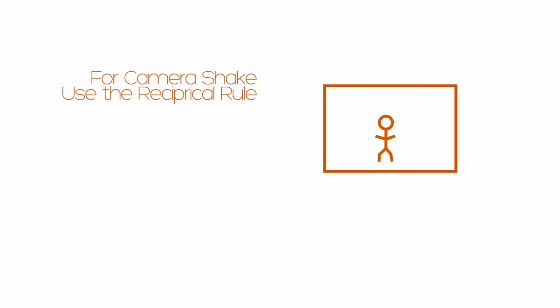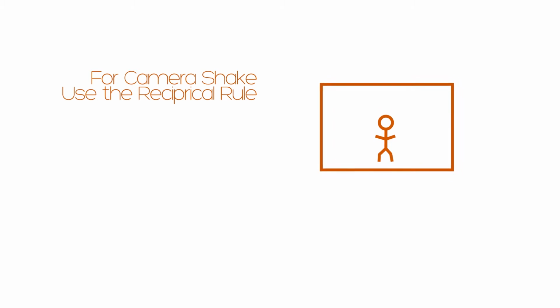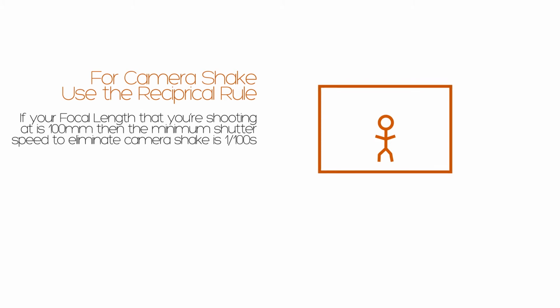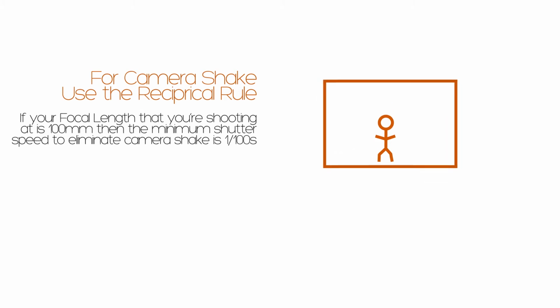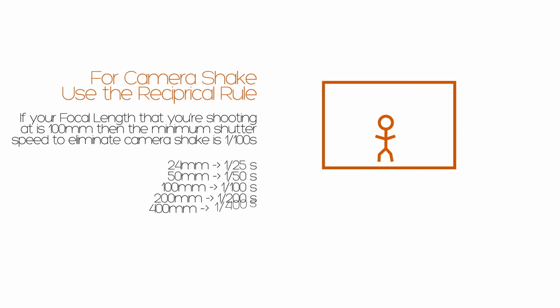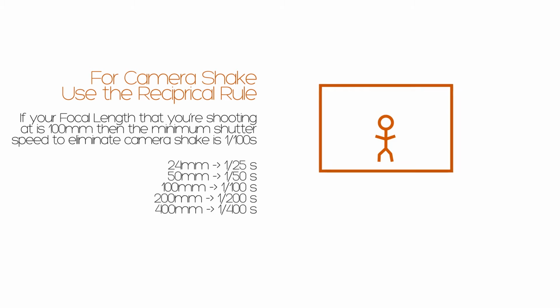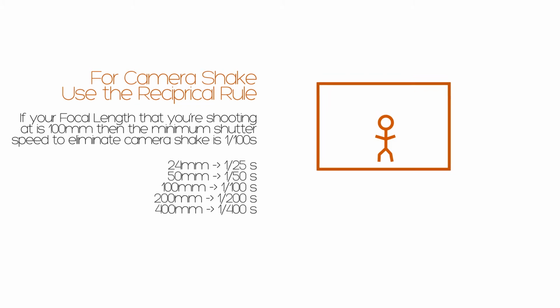To compensate for camera shake, we use the reciprocal rule. The reciprocal rule states that the shutter speed you use while hand-holding a camera should be faster than the reciprocal of the focal length. For instance, if you are using a 100mm lens, the minimum shutter speed to eliminate camera shake is 1/100th of a second. If you are performing an exposure of 1 second or longer, it is recommended that you use a tripod.